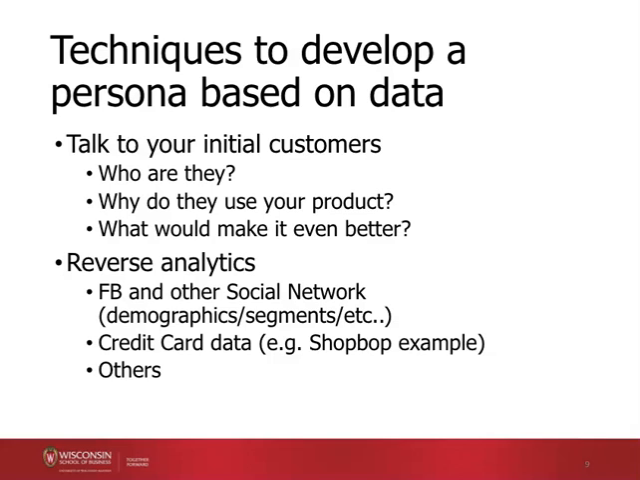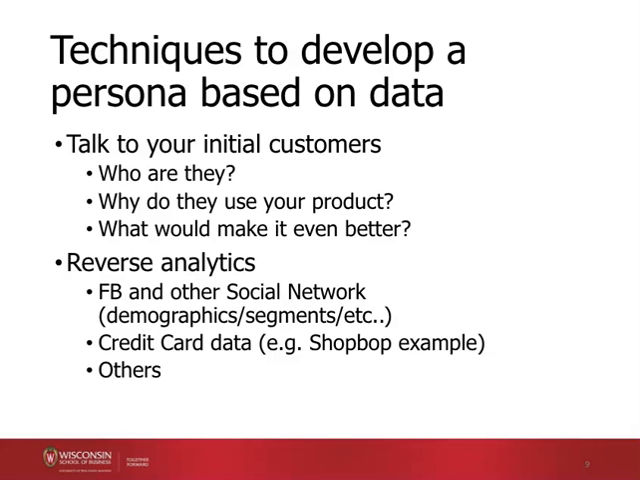So for example, Facebook and other social network mechanisms can give you background information about certain demographics or segments. In some cases, you can use credit card data if you already have some customers. A great example of this was Shopbop. It's sort of a strange example, but Shopbop provides clothing primarily to late teen, early 20s women. And yet when they examined their credit card data and they tried to build a persona around that credit card data, what they discovered was that the most common purchaser of their product was a male in the 40s to 50s with middle to high income.